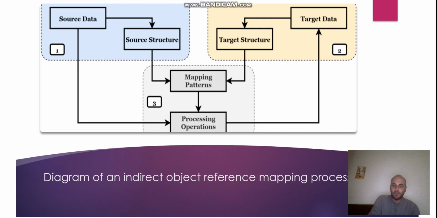This is a diagram of the mapping process. As you can see, this is the source data and the source structure. The second is the target structure and the target data, and it all leads back to the mapping pattern and processing operation.